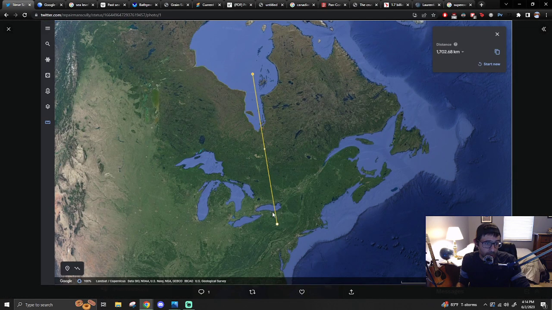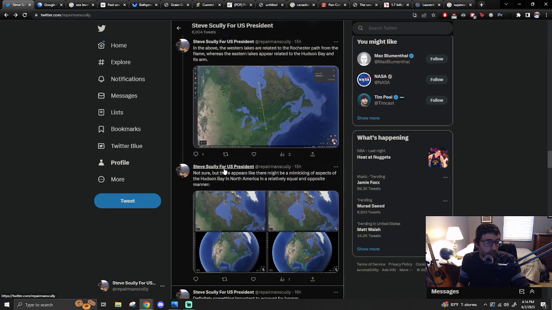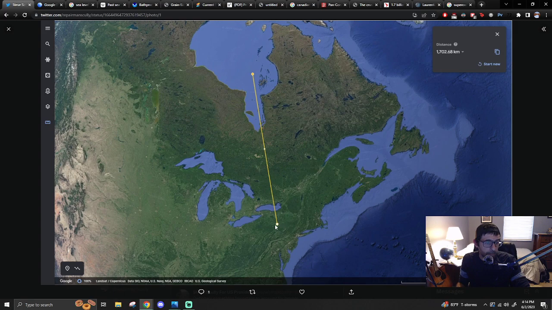In the above, the western lakes are related to Rochester. So here's Rochester here. I'm not sure why I only put that one. The eastern lakes go this way, and then these lakes go this way. Essentially, the Rochester lakes seem more related this way, whereas the eastern 7 lakes seem more related to the Hudson Bay, is kind of what I was thinking as a point of origin. So there are cross currents going on over here that are interacting with the Hudson Bay and interacting with this flame thing.